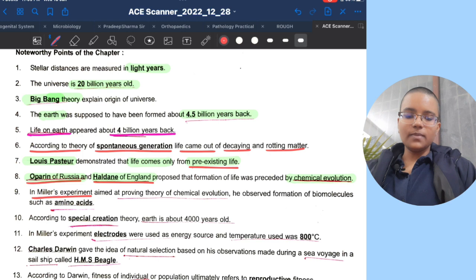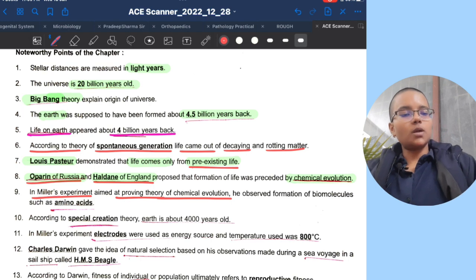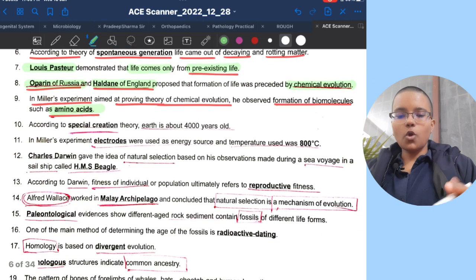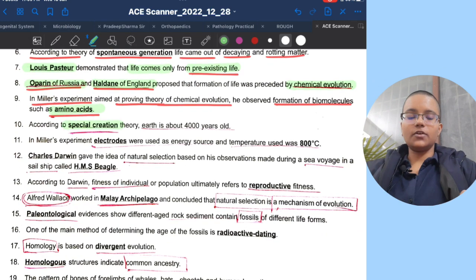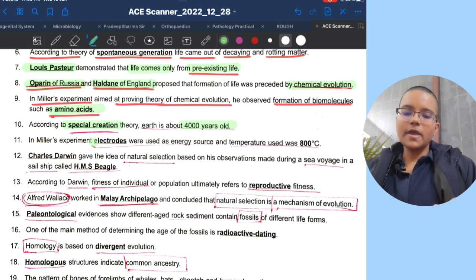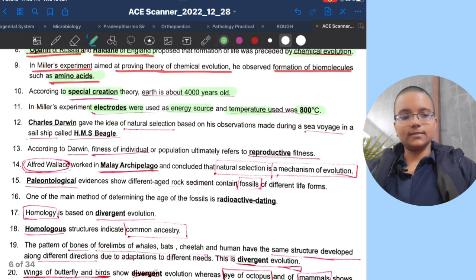In Miller's experiment aimed at proving the theory of chemical evolution, he observed the formation of biochemicals such as amino acids. According to the special creation theory, Earth is about 4,000 years old. In Miller's experiment, electrodes were used as the energy source and the temperature was 800 Celsius.